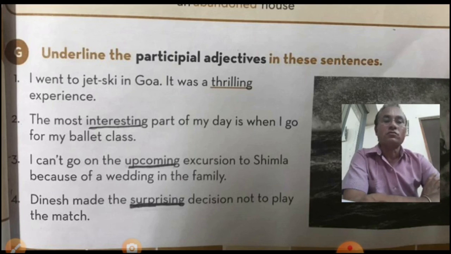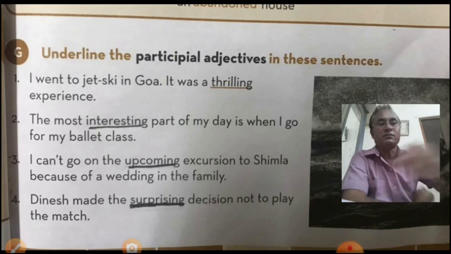I can't go on the upcoming excursion to Simla because of a wedding in the family. Upcoming, adjective, present participle. Present participle acts as an adjective. So in all three exercises we have used present participle as an adjective, and the fourth one also the same, present participle is being used here as an adjective. Dinesh made a surprising decision not to play the match. Surprising, present participle.